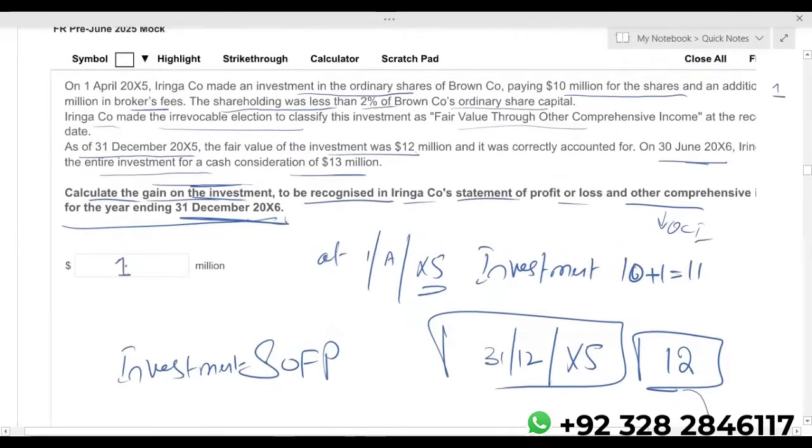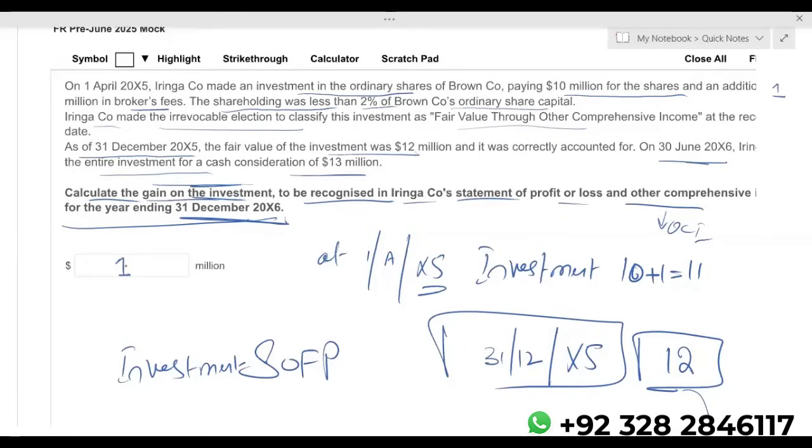Now I want to tell you something more. If examiner asks you specifically, give me the gain or loss on disposal only. Logically, when there is an investment in equity instrument which you have classified at fair value through OCI category, there will be no gain, no loss at disposal.